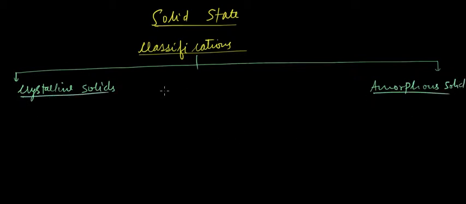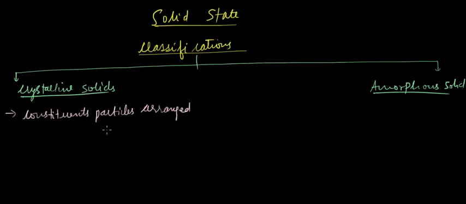So crystalline solids have the constituent particles arranged in a regular pattern, and in amorphous solids we have constituent particles randomly present.